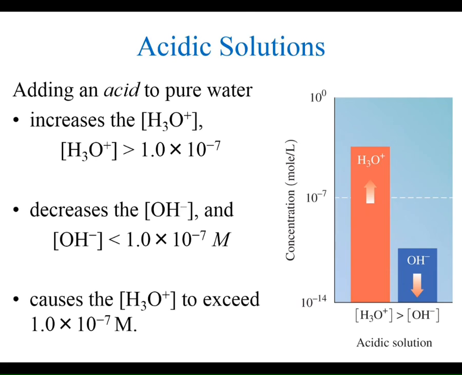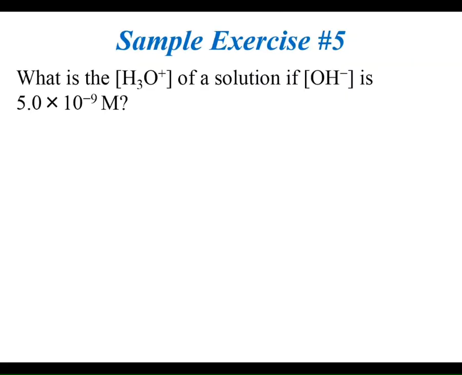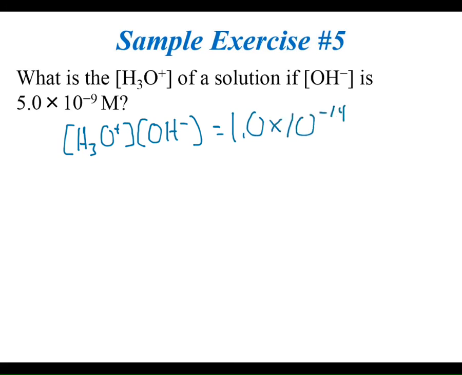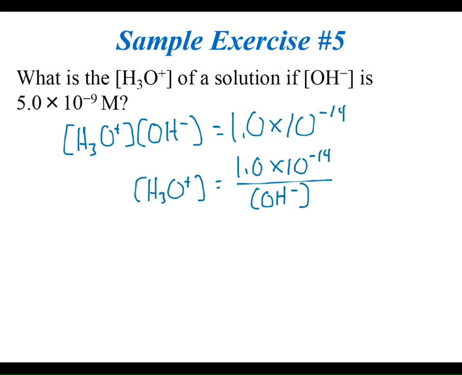Let's say we have, it says, what is the hydronium concentration if the hydroxide is 5.0 times 10 to the negative 9th? Well, I just told you that the hydronium times the hydroxide is always 1.0 times 10 to the negative 14th. If the hydroxide is 5.0 times 10 to the negative 9th, I can find the hydronium, right? The hydronium then must be 1.0 times 10 to the negative 14th divided by the hydroxide, which in our case is 5.0 times 10 to the negative 9th.